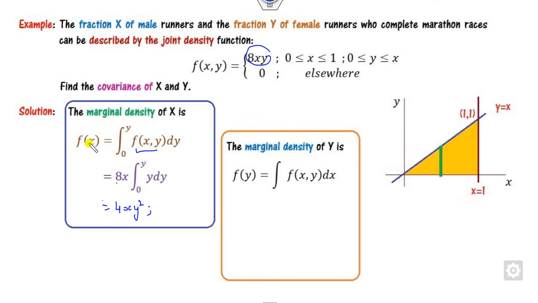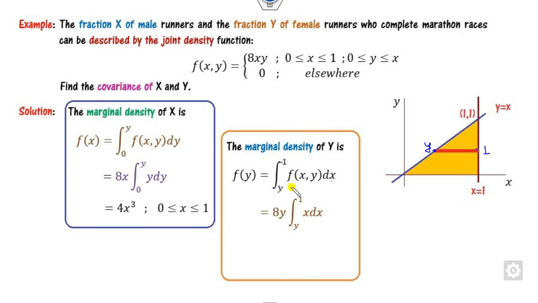What is the domain of f of x? You can integrate them, you will get this value. Sorry, this is y from 0 to x, because here y is x, so 0 to x. What is the minimum value of x? It is 0, maximum is 1. How do you find the marginal density function of y? It is the collection of all those x. You can take the horizontal strip. What is the minimum value of x here? This is y. What is the maximum value of x? It is 1, so it's y to 1. Now once you integrate them, you will get this value as 4y of here.